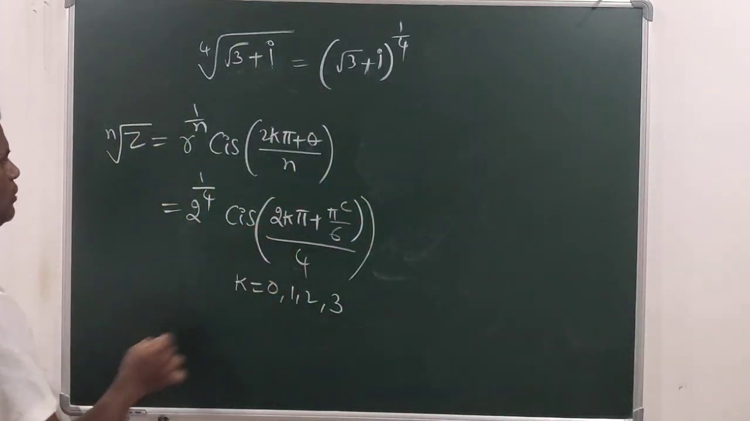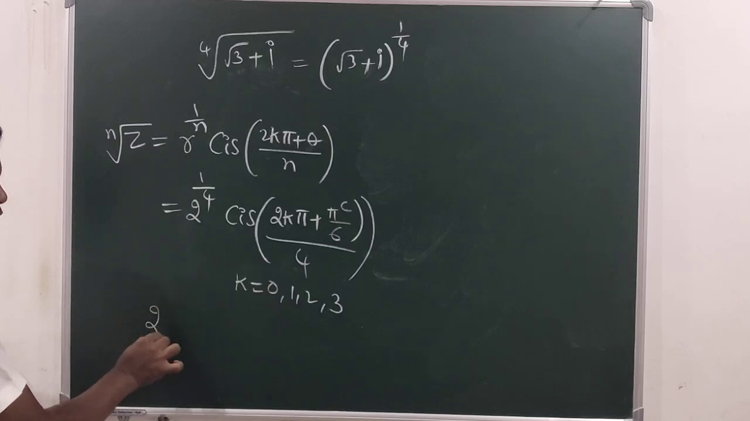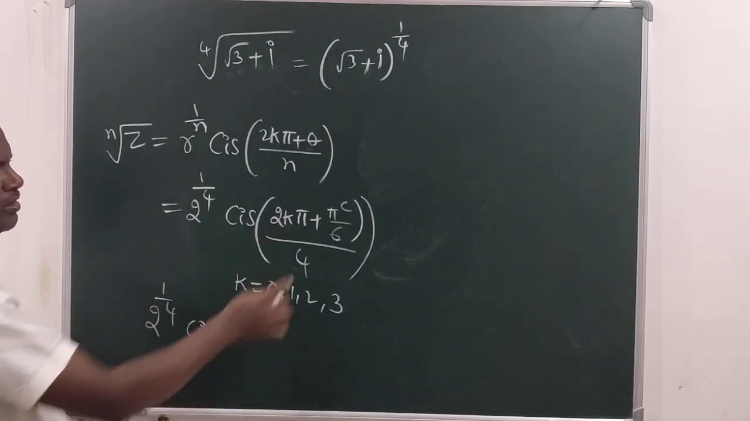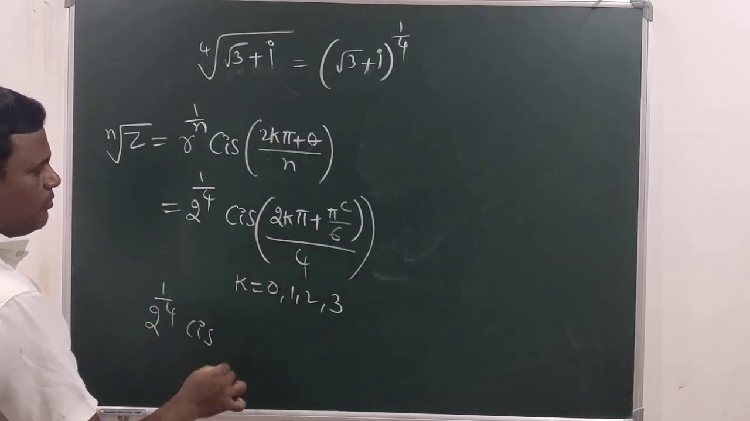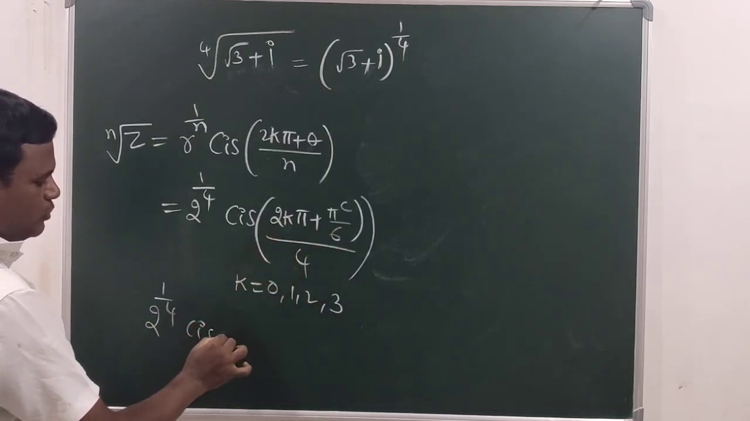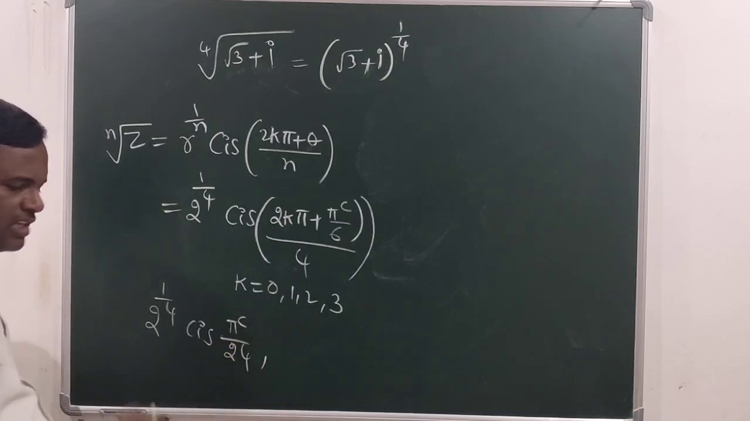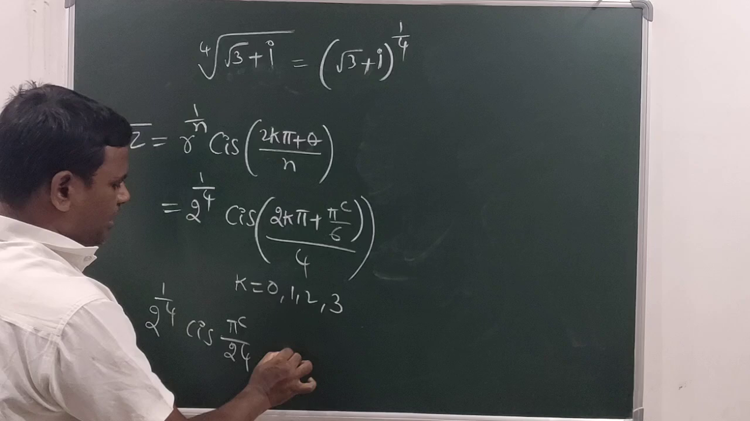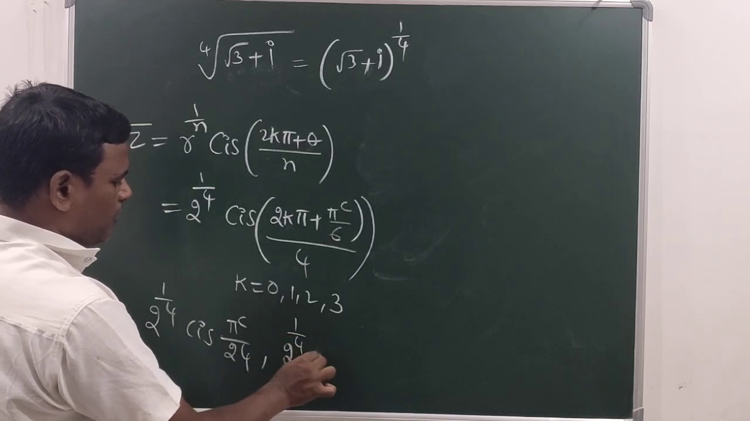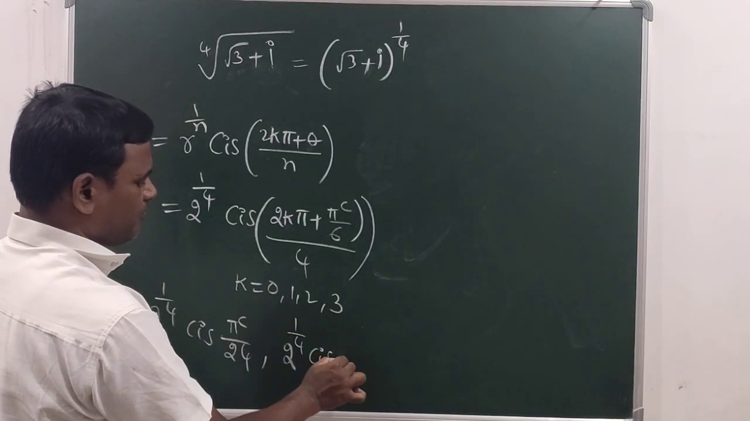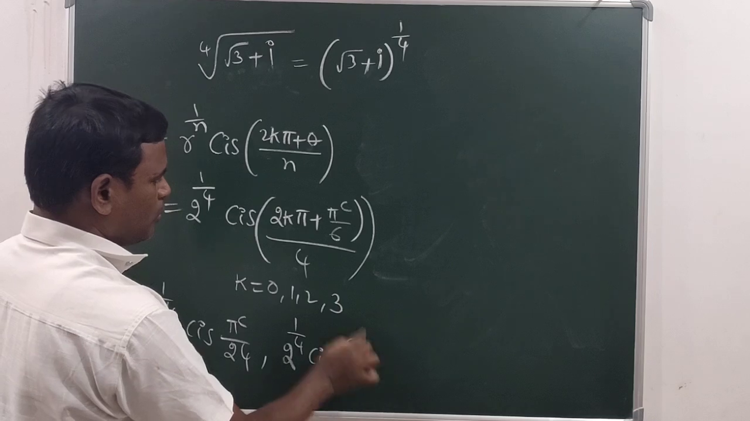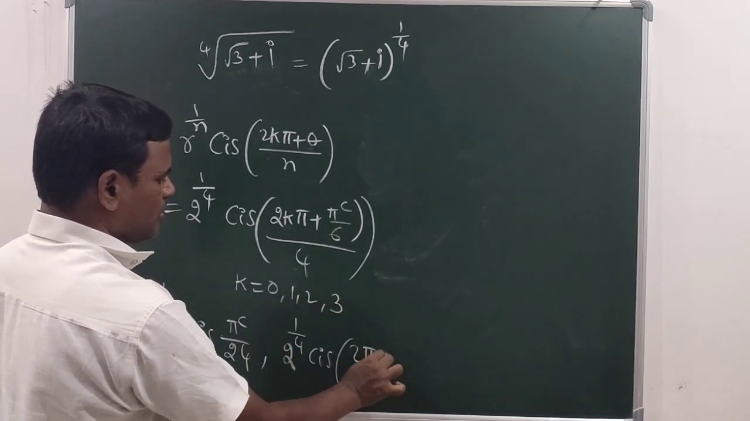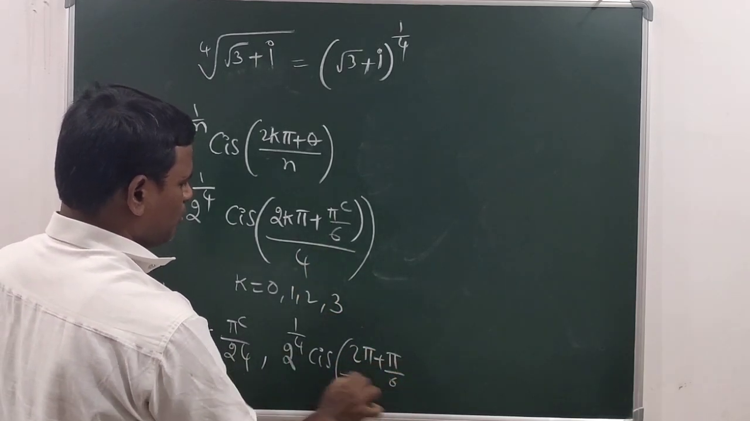If I write k equal to 0, I get 2 power 1 by 4 cis of, so this comes into the down, so here it is going to be pi radians by 24 you will get. Leave like that only. If I write k equal to 1, it is going to be 2 power 1 by 4 cis of (2 pi plus pi by 6) whole by 4.